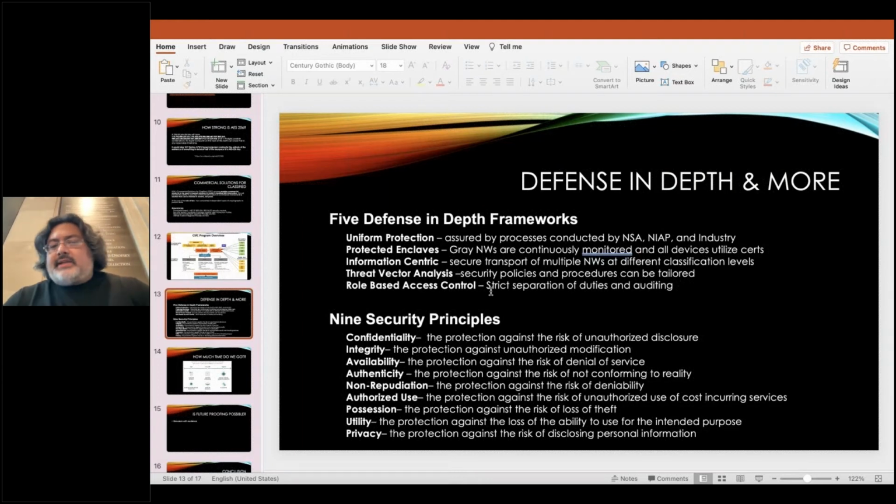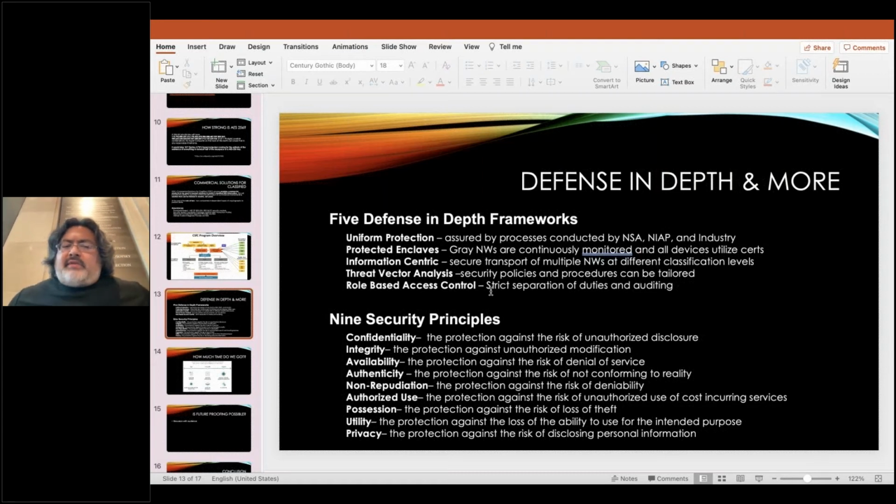Confidentiality is the protection against the risk of unauthorized disclosure. Integrity is the protection against unauthorized modification. Availability is the protection against the risk of denial of service. Authenticity is protection against the risk of not conforming to reality. Non-repudiation is the protection against risk of deniability. Authorized use is the protection against the risk of unauthorized use of cost incurring services. Possession is protection against the risk of loss or theft. Utility is the protection against the loss of the availability to use for the intended purpose. And privacy is the protection against the risk of disclosing personal information.